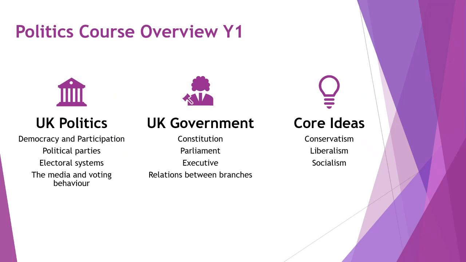At the end of the first year, we look at the big ideas really that underpin British politics: conservatism, liberalism and socialism. These are the ideas where people look at the world, and not only do they see a different solution to problems, they often see a different problem depending on how they look at the world.